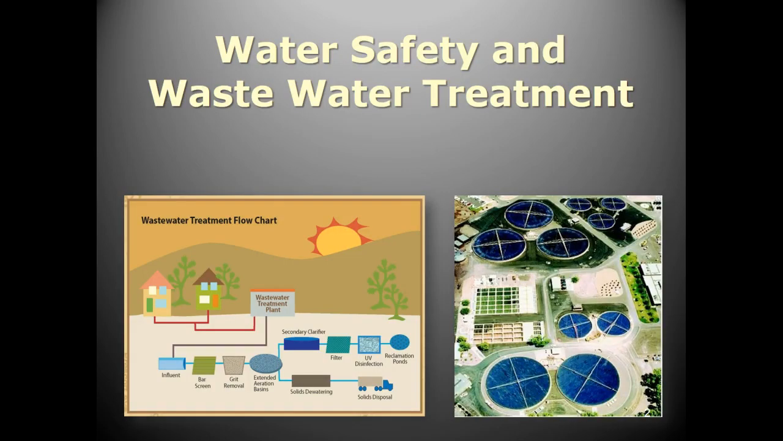processes. I'm going to start off with water safety and wastewater treatment. I have a nice little diagram here of what a wastewater treatment might look like, where all the stuff comes in from houses, wherever it goes into the first vat, if you want to call it, and it goes through all these various things until it's pretty much taken care of. And here's what an aerial view of a wastewater treatment might look like.